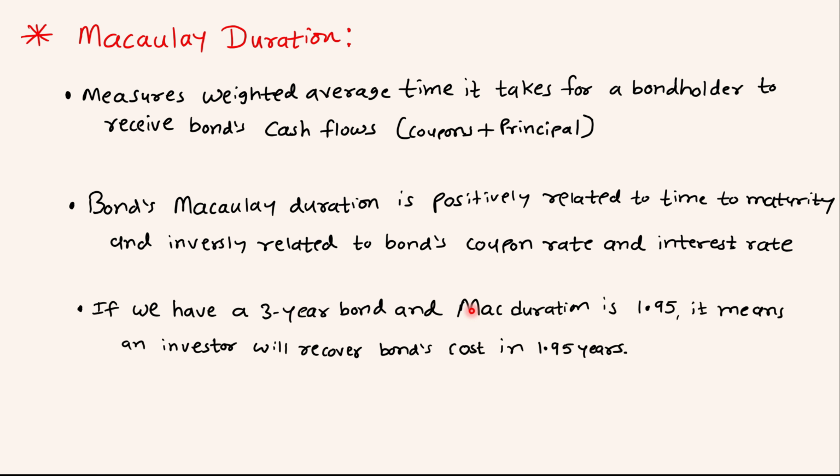Also, if we have a 3-year bond, for example, and a Macaulay duration of 1.95, it means an investor will recover the bond's cost, the initial payment that you made, in 1.95 years. All right, let's jump into an example.